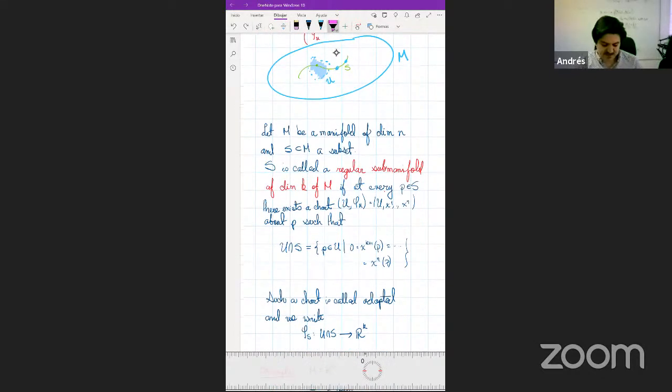A chart like this, with these conditions, we will call an adapted chart. Okay? And also, we will restrict the domain. The domain of the function phi will be only on S, and it will take values in Rk, the first k entries. Okay, so this is what we call a regular submanifold.